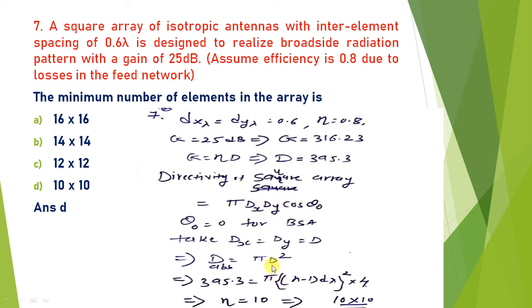So what is D? D is equal to 2L, and L is equal to n minus 1 times lambda. So D square is equal to n minus 1 times d by lambda, squared, and 2 multiplied by 2 will be equal to 4. So if you put directivity 395.3 is equal to pi, n you have to find out, d by lambda is given to you 0.6, and 4 is already multiplied. If you calculate, you will get n is equal to 10. So in both directions, x and y, we have a 10 cross 10 array. So the answer is D.